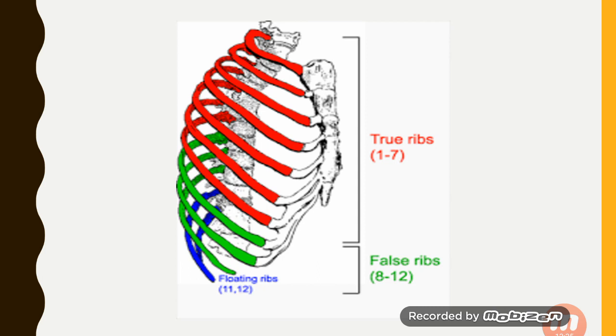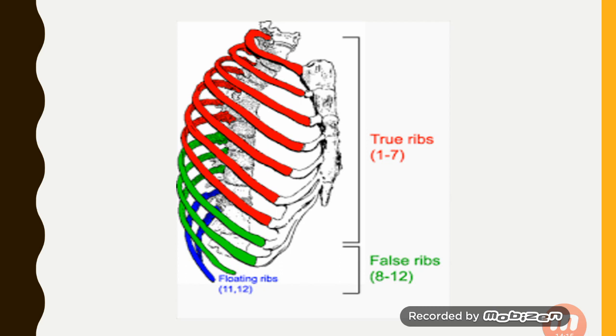1 to 7 of the ribs are known as true ribs that attach directly to the sternum. 8th, 9th and 10th are called the false ribs because they are not attached directly to the sternum, but they are attached to the sternum by means of costal cartilage. So they are called the false ribs because they are not attached with the bones, but they are attached by the cartilage.